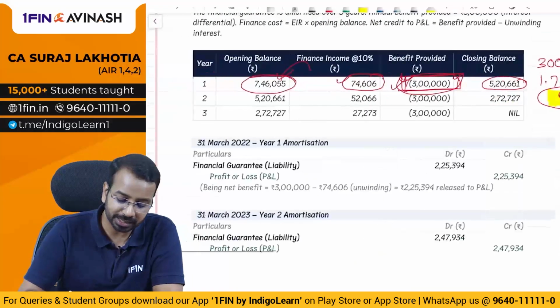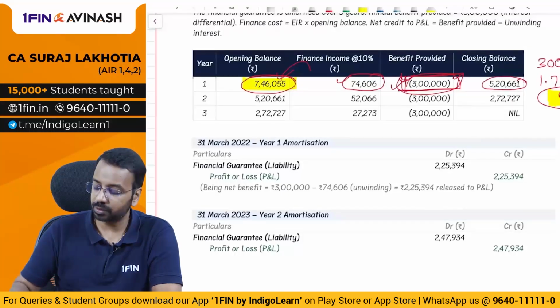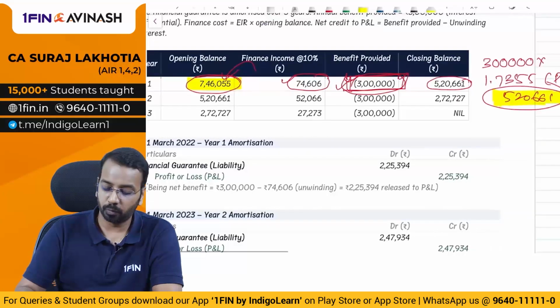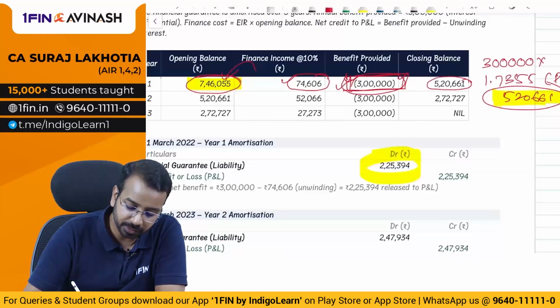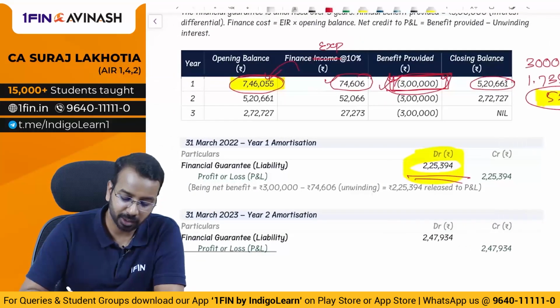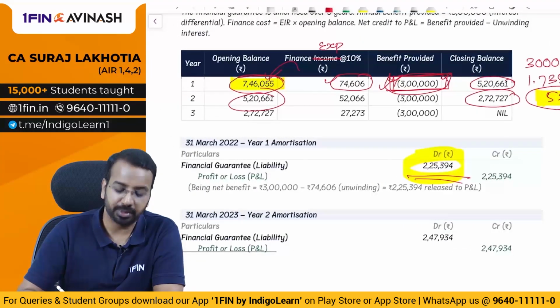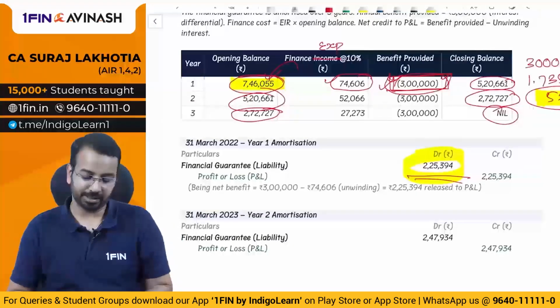What is my opening balance? 746,055. So 746,055 minus 520,661, 225,394 is the income for the year. Here this is not income, this is expense, and 3 lakhs. Okay, so the net amount of income will be recognized. Next year, opening minus closing, income will be recognized. Third year, opening minus closing, income will be recognized.